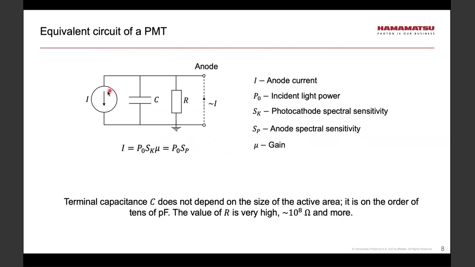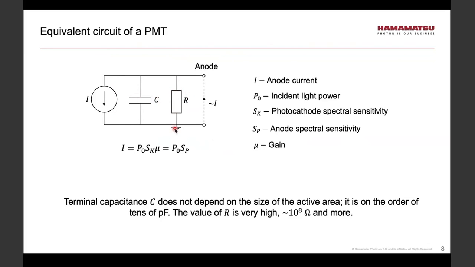So in addition to the current source, we have a capacitance. We can call this capacitance a terminal capacitance, and it will be primarily a capacitance between the anode and the last dynode. It's worth noting that for a PMT, this capacitance does not scale with the size of the active area. This is unique and certainly unlike what we see in the case of PN junction devices, to be discussed a little bit later.